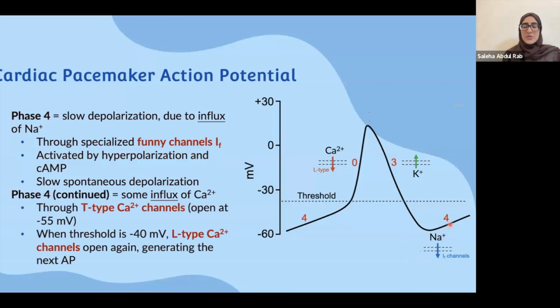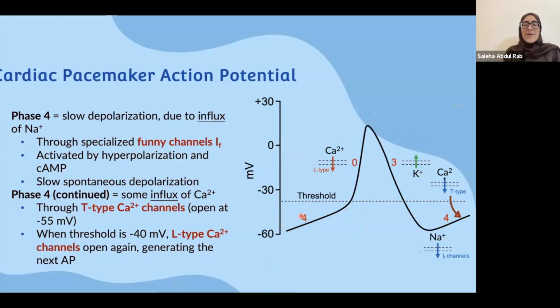Phase 4 continued. Towards the end of phase 4 is when the sodium channels close, actually, and you have a different type of channel open. These are the calcium channels, and this time they're T-type calcium channels. They open at negative 55 millivolts. Now, when the threshold reaches negative 40, which is this line that you see here, these T-type calcium channels are going to close. And what's now going to cause phase 0 is the L-type calcium channels, which are now going to open. So everything is closing and opening at a specific point.